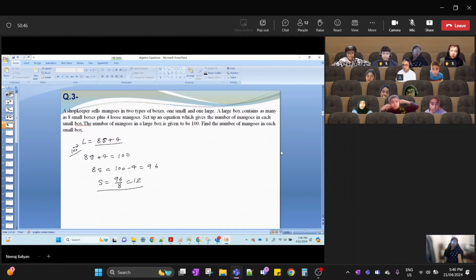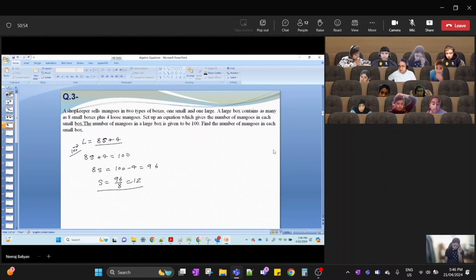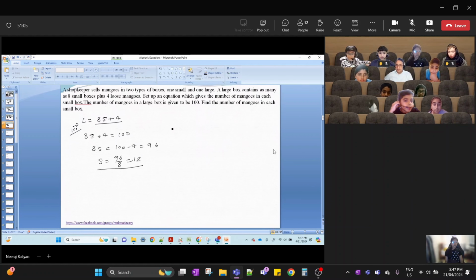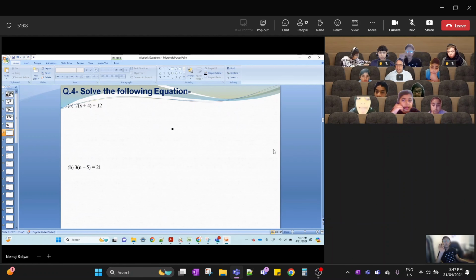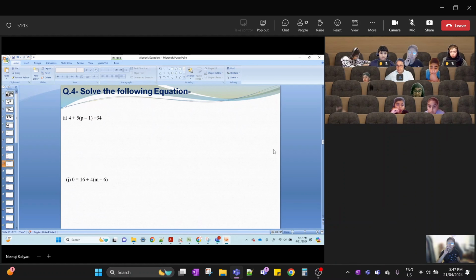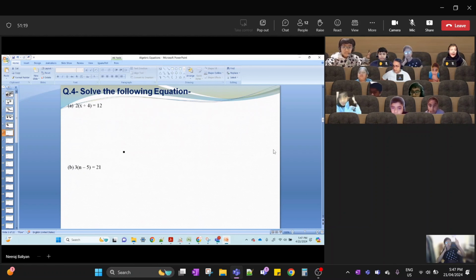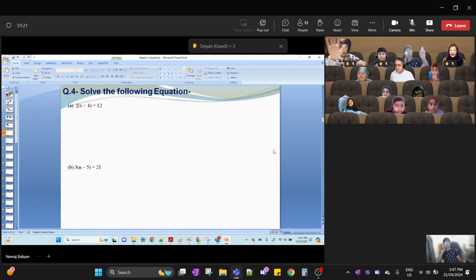Anybody have any doubt? Punya, I'm coming to you. Not getting any voice from your side. Okay, so I'm coming to you for the next questions. So here again, a lot of equations. This is the slide where I have a lot of equations for everyone. So let's try to solve this. Who wants to give it a try? Punya, you want to give it a try? Yeah, let's do this.